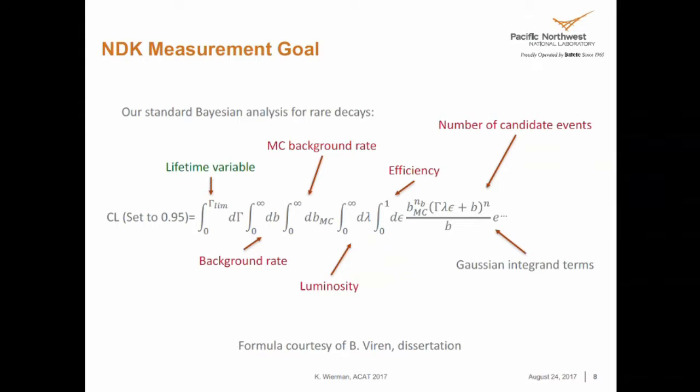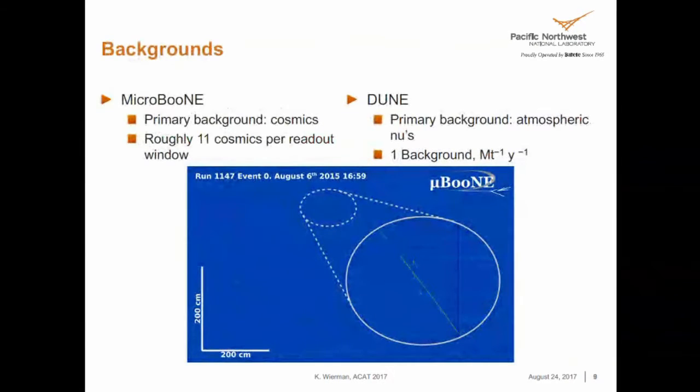Not to mention, since this is a Bayesian analysis, what the Monte Carlo variables in terms of background rate go into it. For the two experiments, this is slightly different. For MicroBooNE, this is a detector sitting on the surface, and so we end up picking up a whole bunch of cosmics, to the extent of about 11 per data frame that we get. And this is an example image here. You can almost see it. These small tracks are the various backgrounds as they are interacting in the detector.